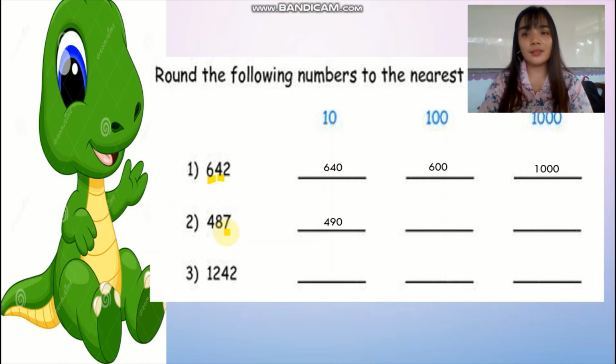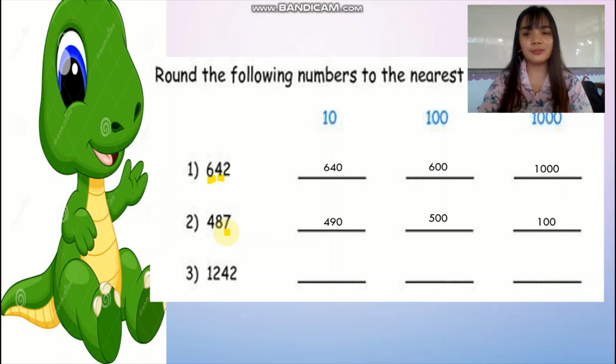Next we have nearest hundreds. Is it 400 or 500? So it is 500. How about nearest thousand? Are we going back to 100 or going to 1000? Going back to 100 since 4 is lower than 5.